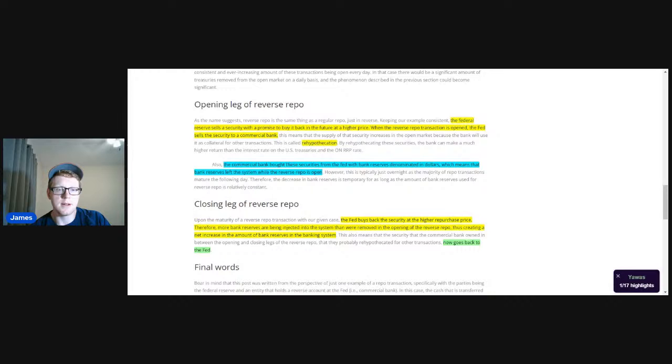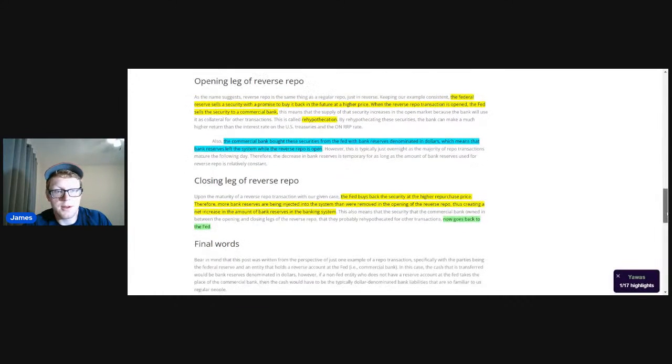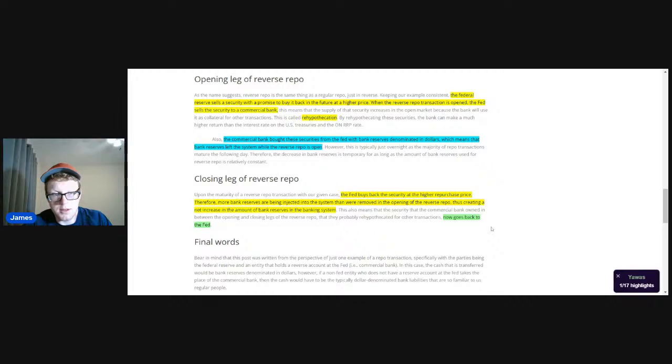They rehypothecate them because they can get a much higher interest rate than 25 basis points by using those treasuries as collateral for other loans. So that's one way where they can basically further financialize everything, the economy, whatever, and make money that way. Okay, so upon closing the reverse repo, the Fed buys back the security at a higher repurchase price, right? Because they're closing that transaction. It's like a trade in a way, where you open it and then you have to have an exit strategy and exit.